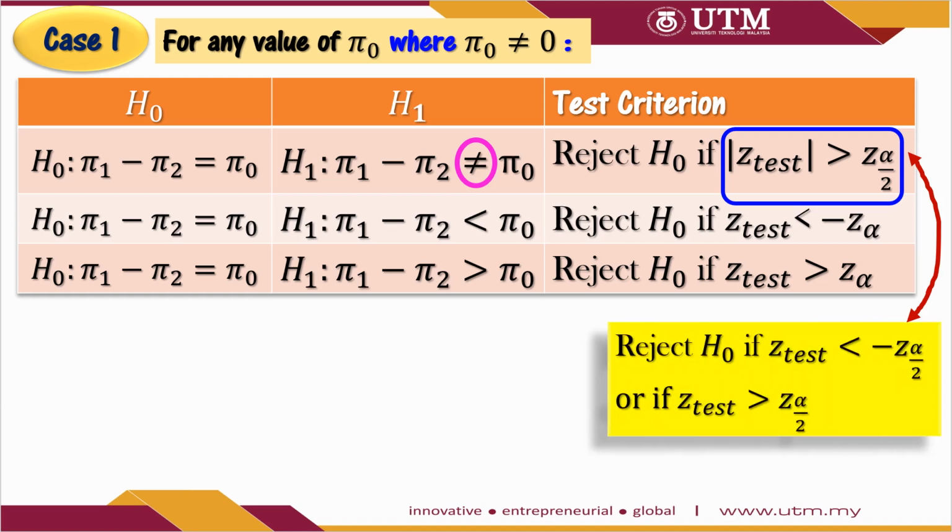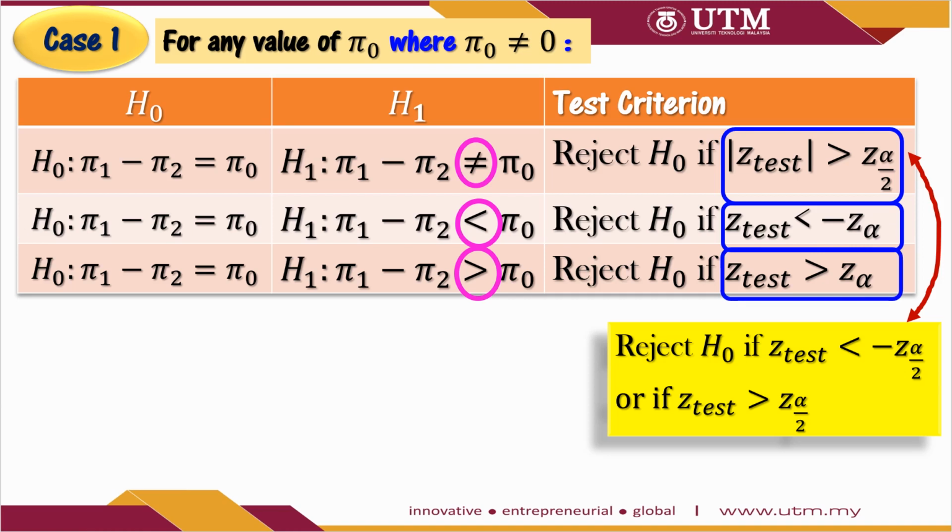Next, the left-sided test where pi 1 minus pi 2 is less than pi 0 under H1. The corresponding test criterion is then reject H0 if the z-test statistic is less than the left-sided critical value, which is negative z alpha. And finally, we have a right-sided alternative hypothesis test where pi 1 minus pi 2 is more than pi 0. Therefore, the corresponding test criterion is reject H0 if the z-test statistic is greater than the right-sided critical value, which is z alpha.